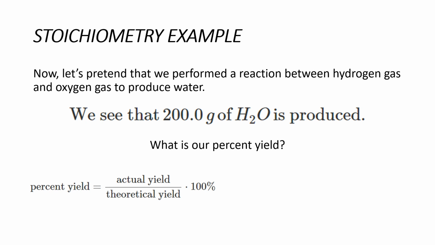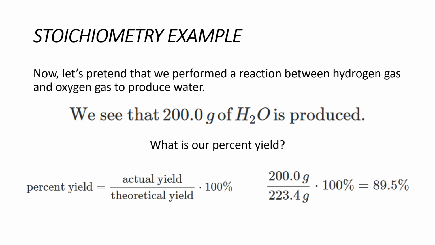Percent yield. Your percent yield is your actual yield over your theoretical yield times 100%. So we see here, we got 200.0 grams, that's our actual yield, divided by our theoretical yield, which was 223.4 grams, which is what we should have got. And we're going to times that by 100%. And we see that our percent yield is 89.5%, which is actually pretty decent considering it was an experimental reaction. I mean, 89.5% is pretty good.